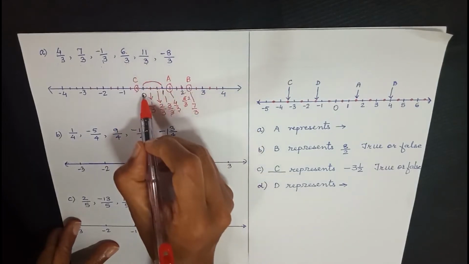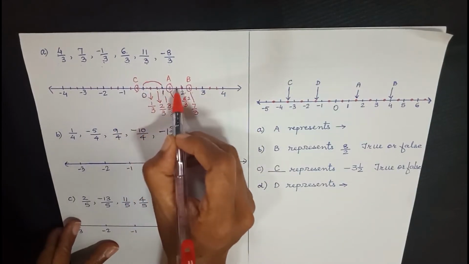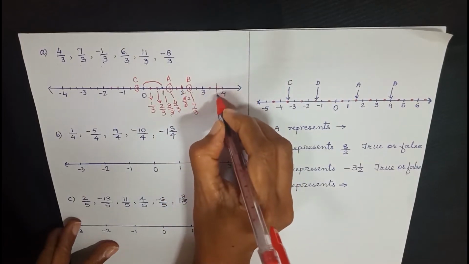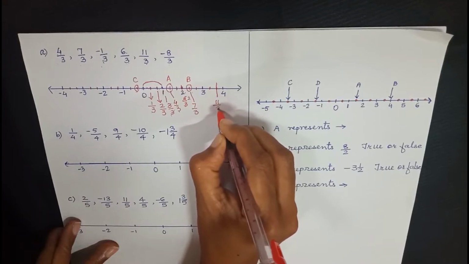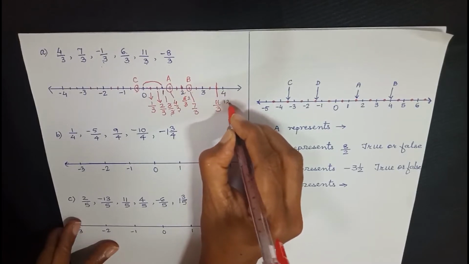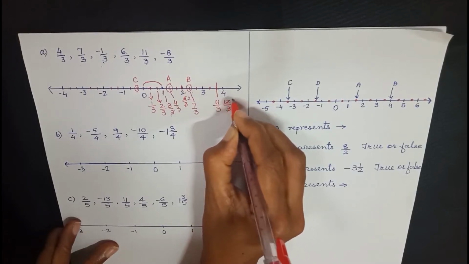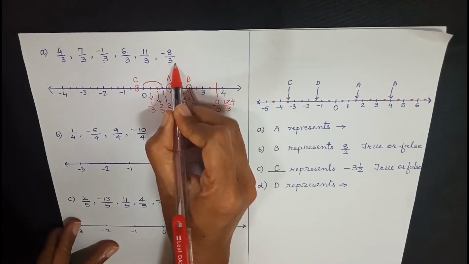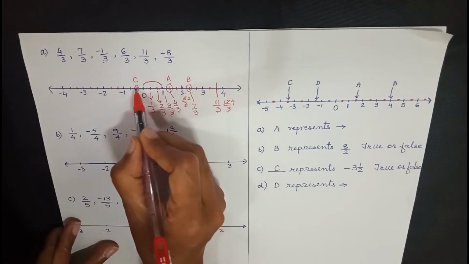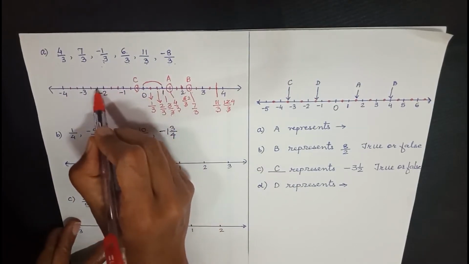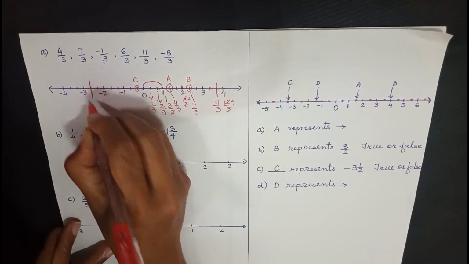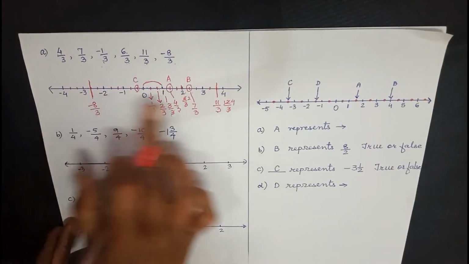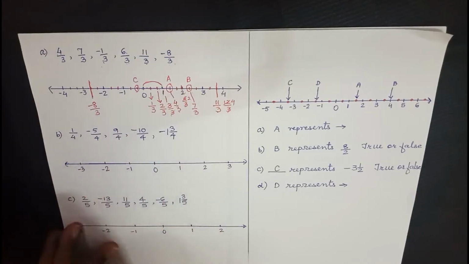Next, 11 upon 3. So again from 0, 1, 2, 3, 4, 5, 6, 7, 8, 9, 10 and 11. So this point represents 11 upon 3. And the next point will be 12 upon 3. You can see again on cancelling I get 4. Minus 8 upon 3, we go to the left, 8 points. So 1, 2, 3, 4, 5, 6, 7 and 8. So this point will be represented by minus 8 upon 3. So this is how we represent a rational number on a number line.